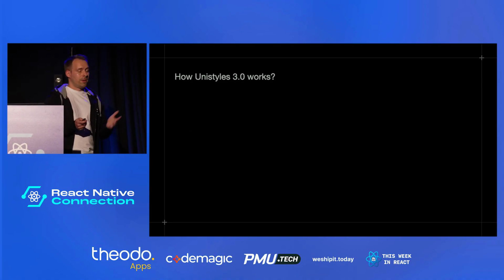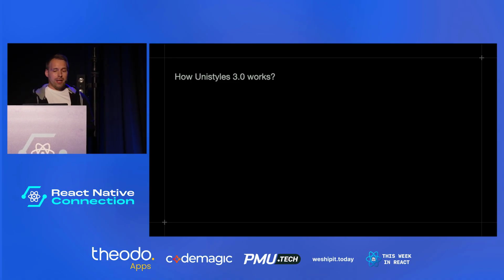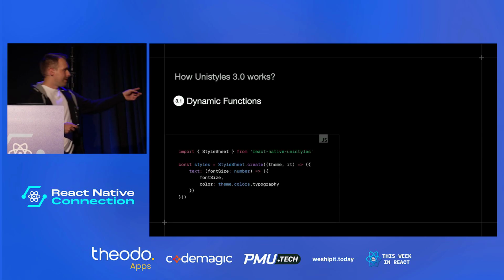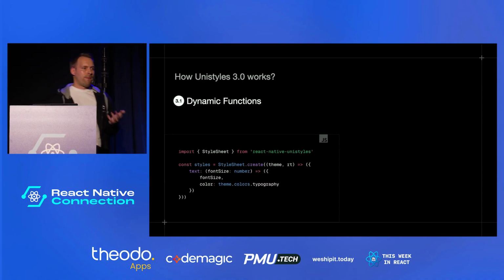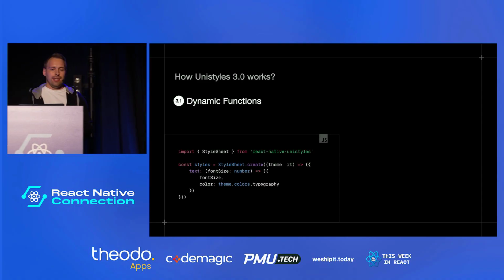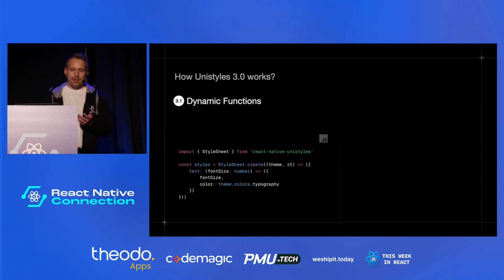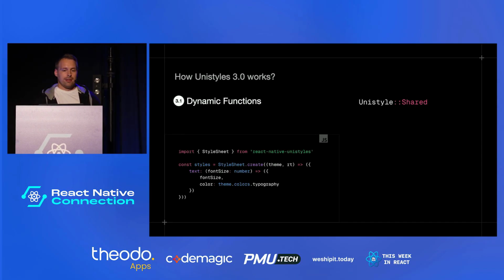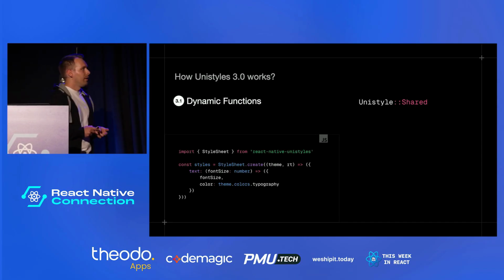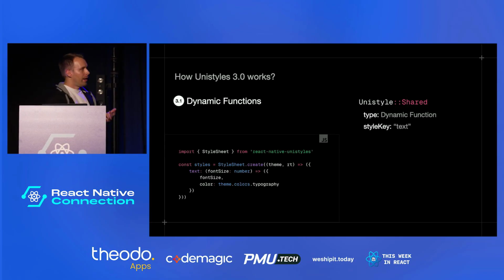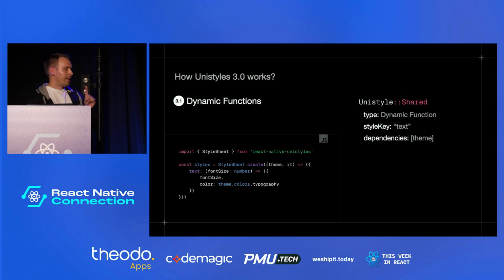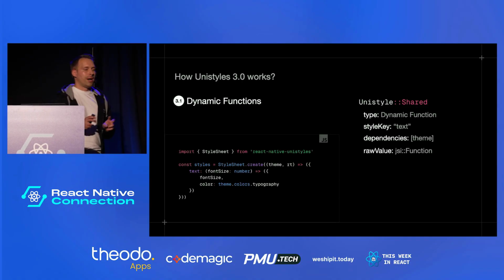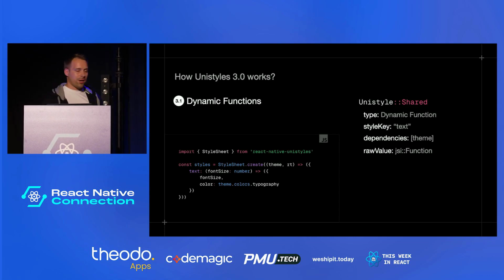And there is a special case because, as you remember, I mentioned that you can use functions. So you can use something called dynamic functions. So let's say your text style is now a function. You can call it from your component, and it may have multiple arguments. In this case, I will pass font size from the component to the style sheet. And this time, our C++ Unistyle will have type dynamic function, style key text. It will have only a single dependency because it depends on your theme. And I will also keep your raw value as a JSI function this time, because this is a function.